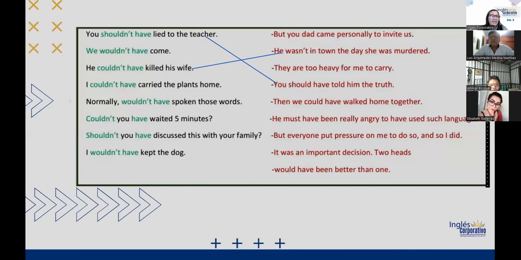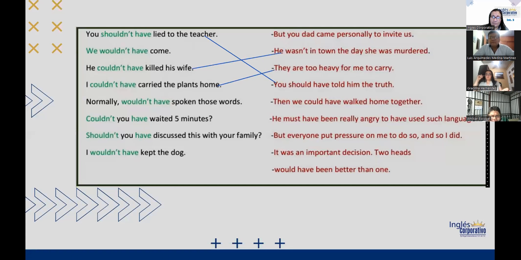So I couldn't have carried the plants home. They are too heavy for me to carry. Exactly, too heavy for me to carry. Normally he wouldn't have spoken those words, right? So he must have been really angry to have used such language. Maybe cursing words. Wouldn't you have waited 5 minutes? Couldn't you have waited 5 minutes?